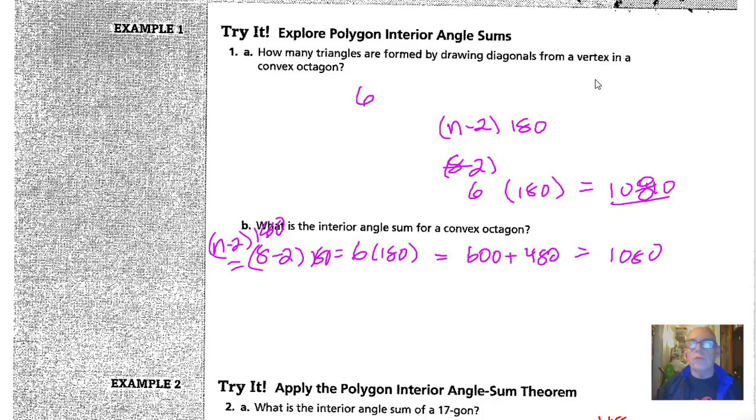Okay, so how many triangles are formed by drawn diagonals in a convex octagon? 6. n take away 2, 8 take away 2. And what's the interior angle sum for a convex octagon? It's going to be 6 times 180. The number of sides take away 2, times 180, is going to give us the interior angle degrees. So we get 1,080 for an octagon. Let's move up.